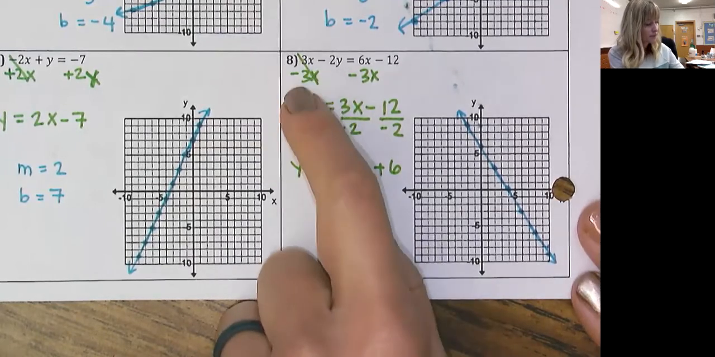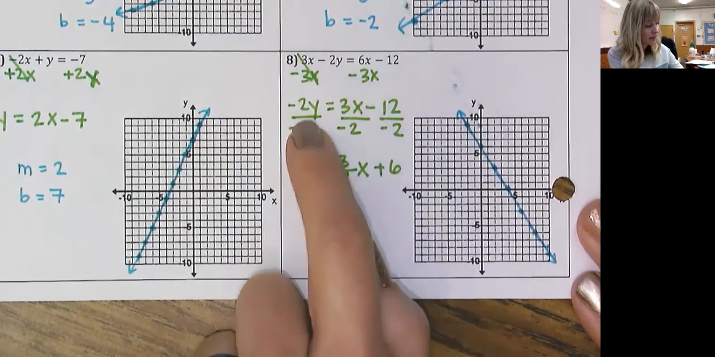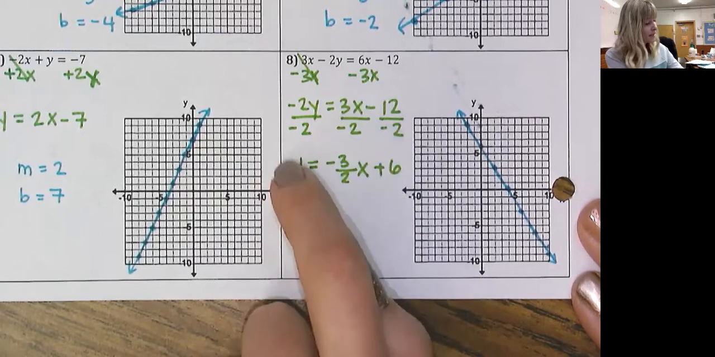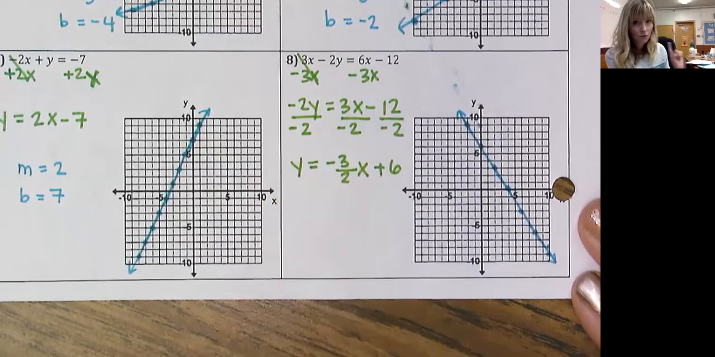So I'm at minus 3x minus 3x. Now I have negative 2y equals 6x minus 3x is 3x. And then I had to divide everything by negative 2. Look at my signs, look at your signs, double check things. Make sure you paid attention there.